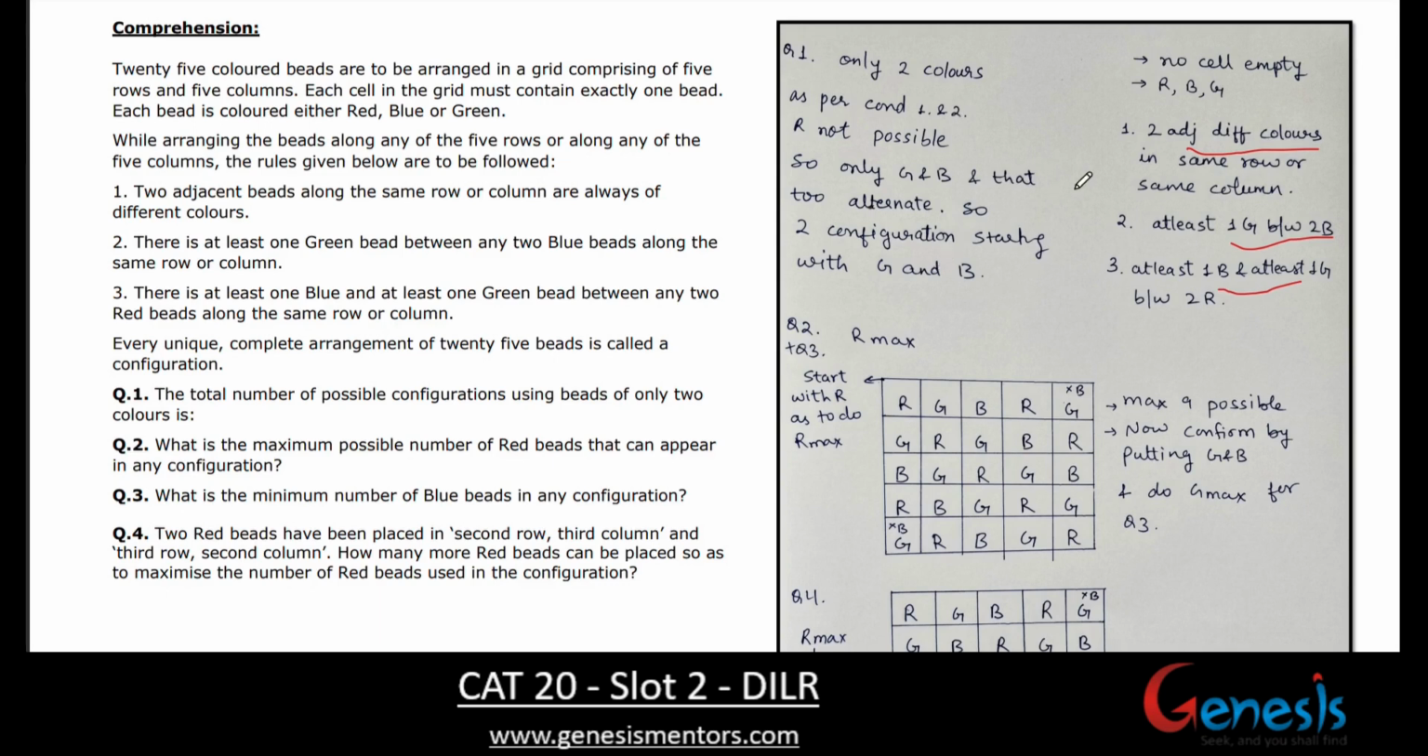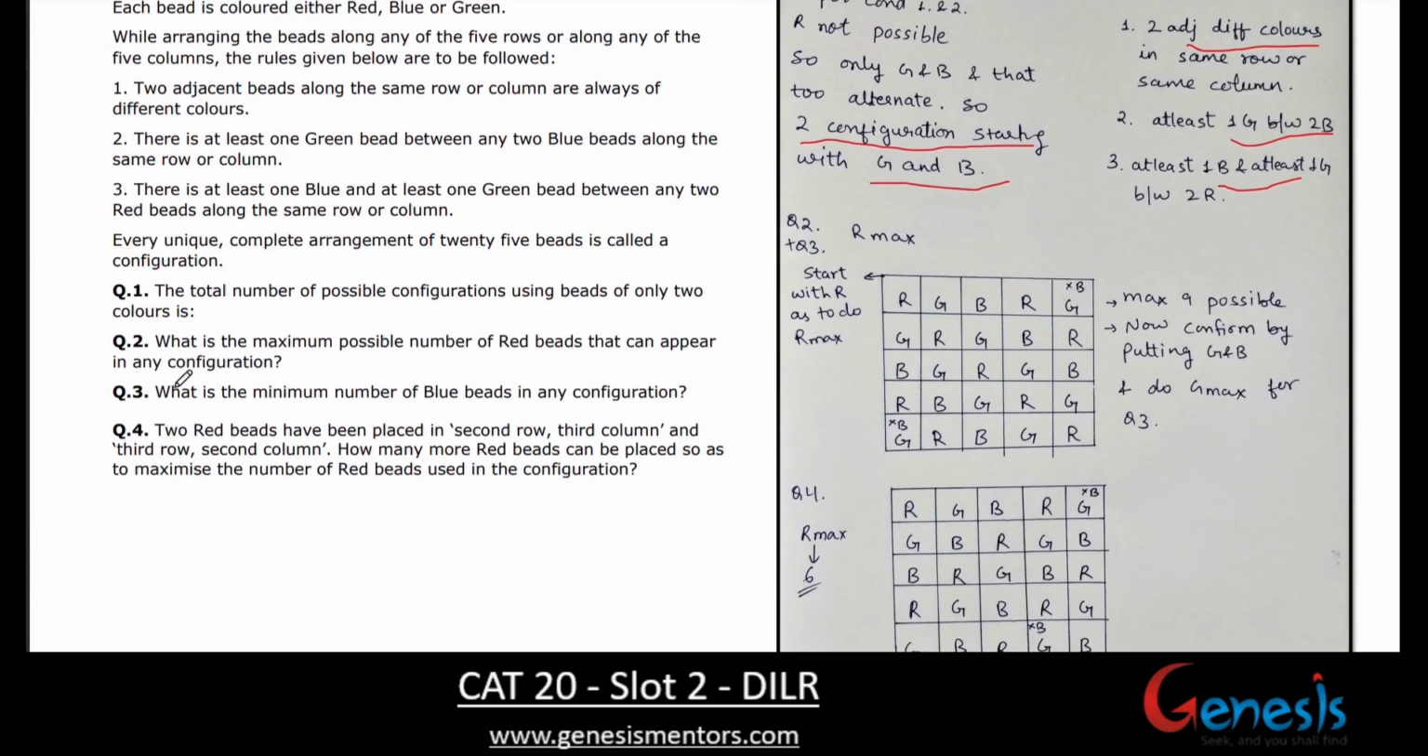So here there is no need to draw the grid, we can directly key in the answer as: total number of configurations is 2. Right, so two configurations are possible, one starting with G and one starting with B.